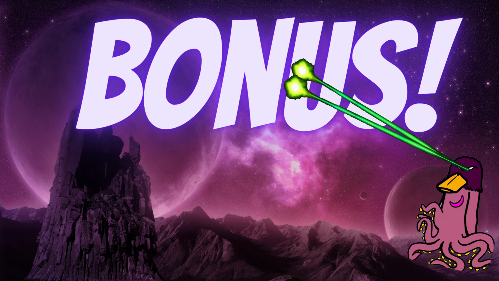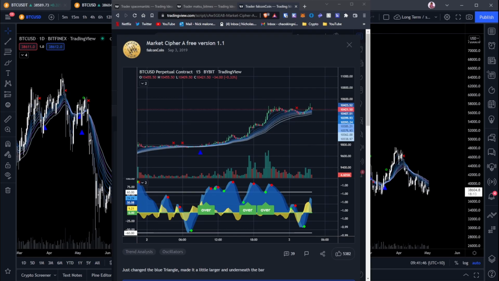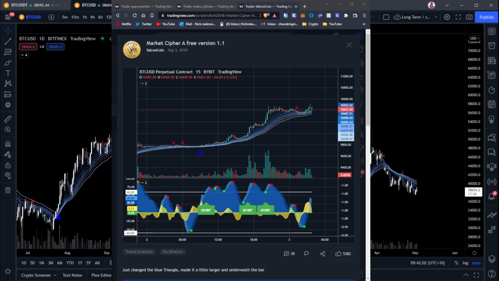Bonus indicator, the Market Cipher 1.1. It's a moving average indicator that I used to use, and it uses 8 exponential moving averages, displays crosses, triangles, and dots to give you areas where you should long or take profit or even short. Let's jump over to TradingView and take a look.